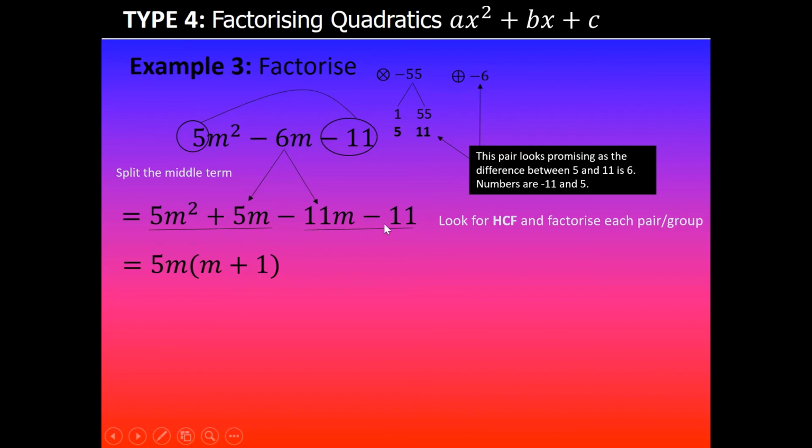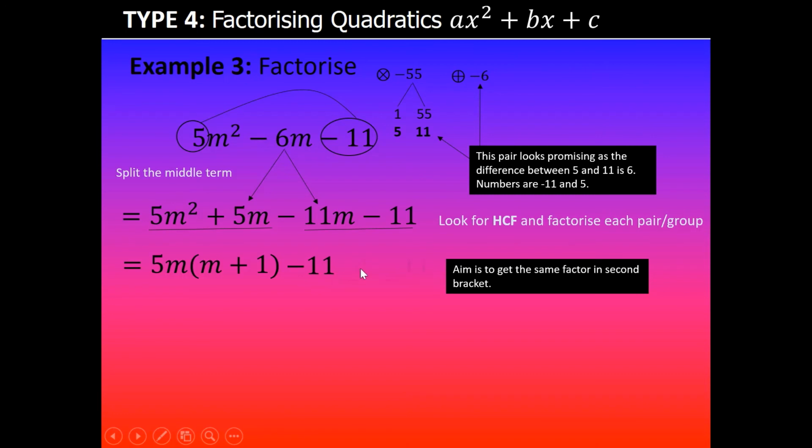And then in the second one I can see minus 11. So our aim is to get the same factor in the second bracket, and we want to get m plus 1 here. So if I take out minus 11, that will leave me with m plus 1. And now you can see that we were able to achieve the goal of getting the same factor in both the brackets. You can quickly check: minus 11 times m is minus 11m, and minus 11 times 1 is minus 11.